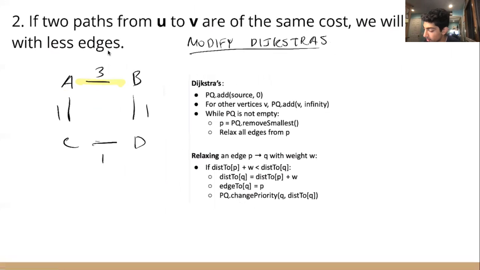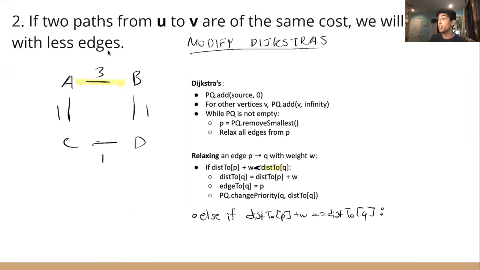So if we recall, when we relax an edge in Dijkstra's, we only update the distance if we see something is less than, right? But when we see two paths of equal cost, how do we deal with that? Well, let's add in a case here. This should be an else if, actually. Else if the distance to p plus w is equal to the distance to q, that's saying the new distance is equal to the old distance, which is exactly what we're considering when we have two paths of the same cost. We need some way of breaking that tie.